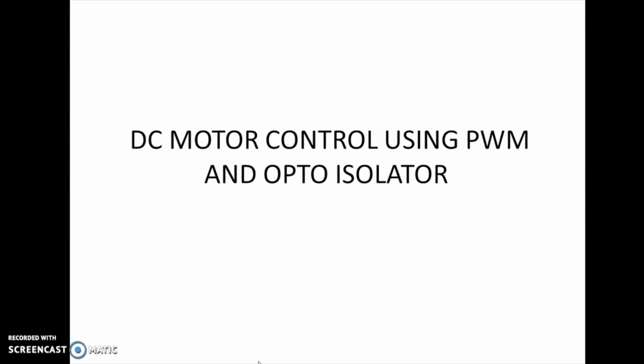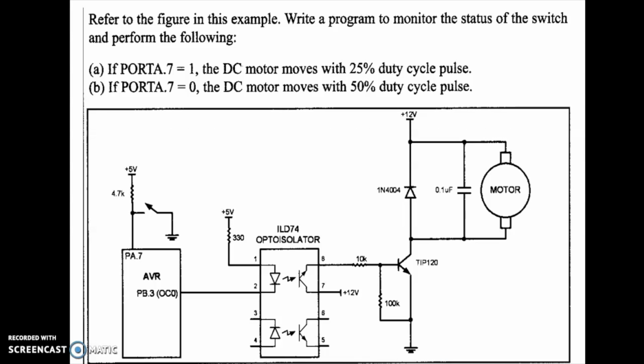Now we will discuss the DC motor interfacing using PWM and opto-isolator. Before watching this video, learn timers thoroughly since we use the PWM modes of timers. Refer to the figure in this example. Write a program to monitor the status of the switch and perform the following. If port A7 equal to 1, the DC motor moves with 25% duty cycle. If port A7 is equal to 0, then the DC motor moves with 50% duty cycle.